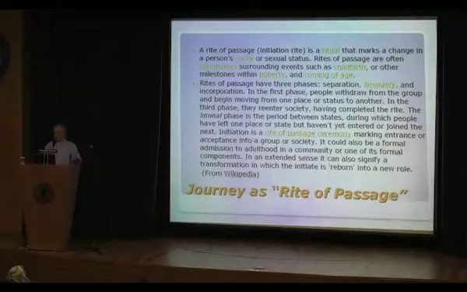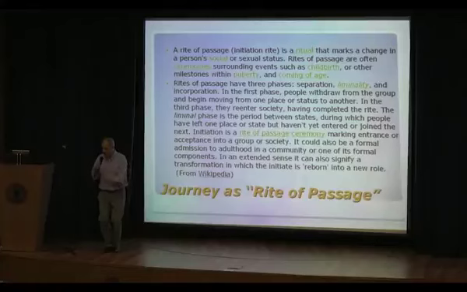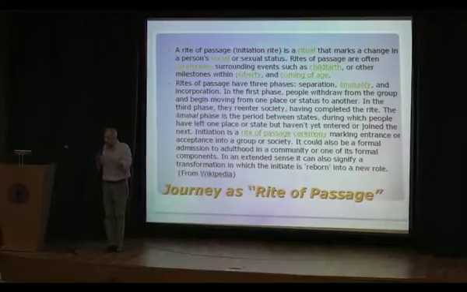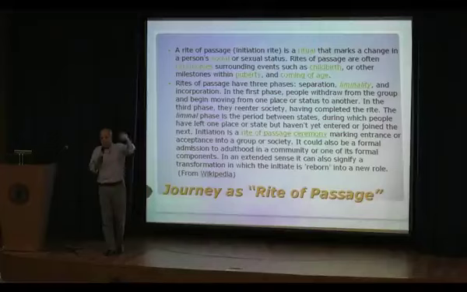Rites of passage are often ceremonies surrounding events such as childbirth or other milestones within puberty and coming of age. Rites of passage have three phases: separation, liminality, and incorporation. Liminality is what we call the isthmus, the barzakh, in Arabic. This is a no man's land. You've left your society, or you are leaving a certain age, a certain circumstance. You enter into an unknown, and then you come out a member in a new society.